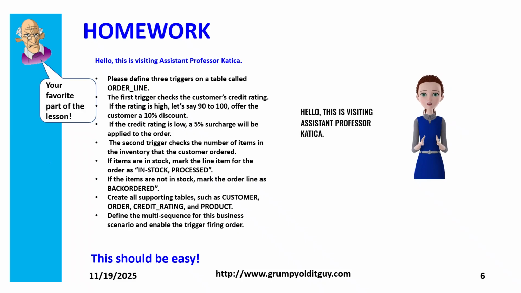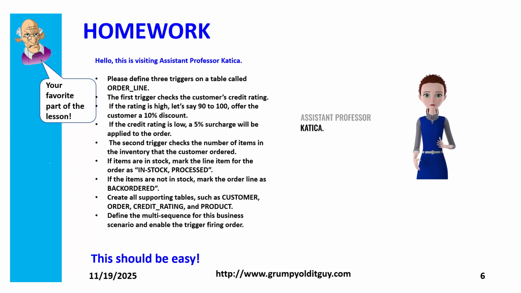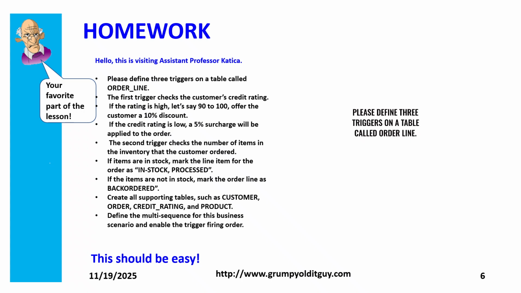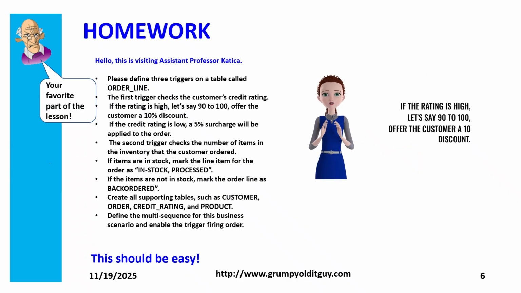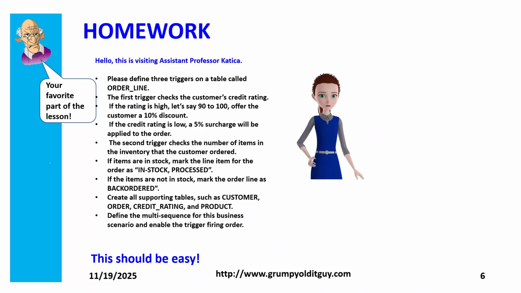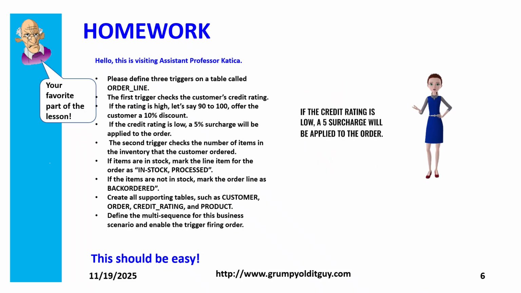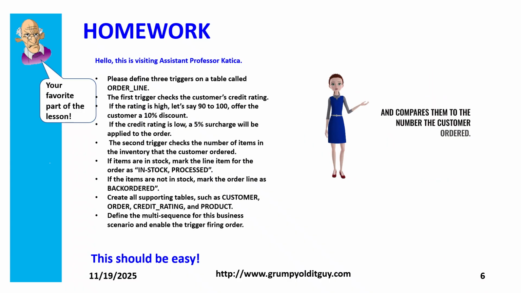Hello, this is visiting assistant Professor Katica. Please define 3 triggers on a table called ORDER line. The first trigger checks the customer's credit rating. If the rating is high, let's say 90 to 100, offer the customer a 10 discount. If the credit rating is low, a surcharge will be applied to the order. The second trigger checks the number of items available in inventory and compares them to the number the customer ordered.